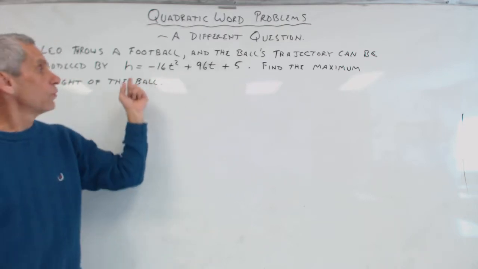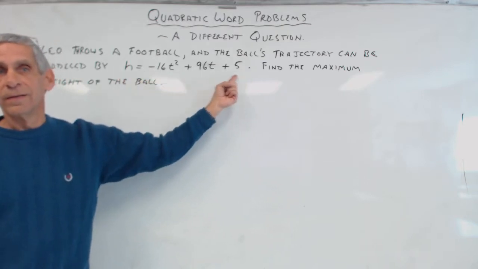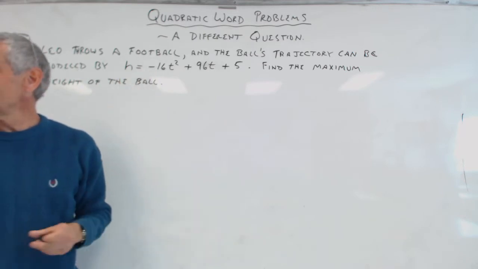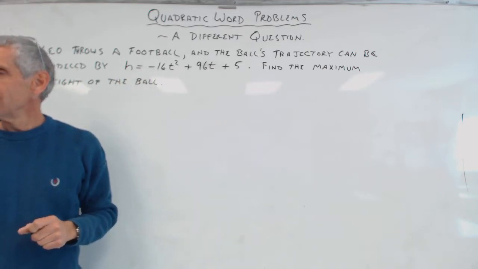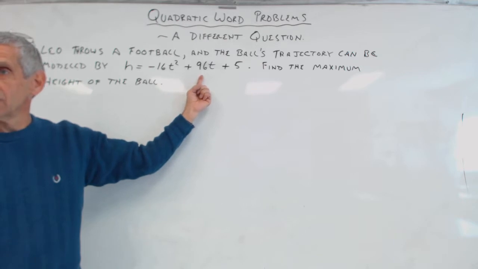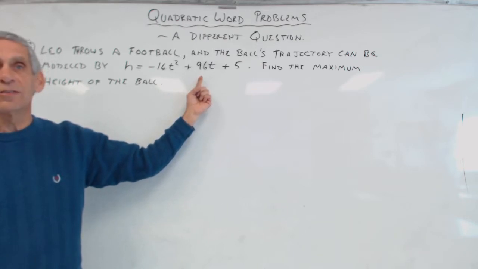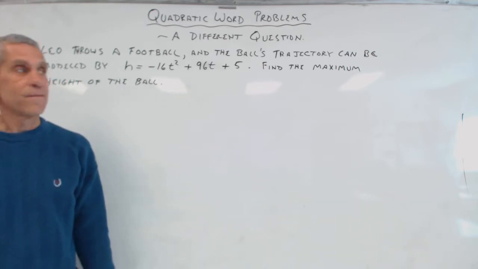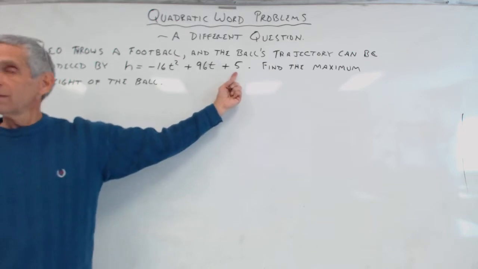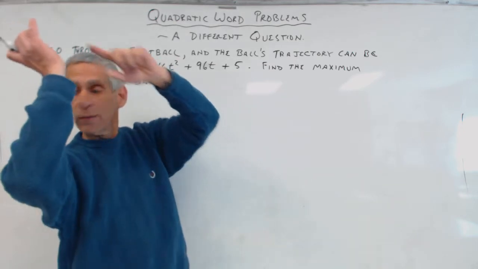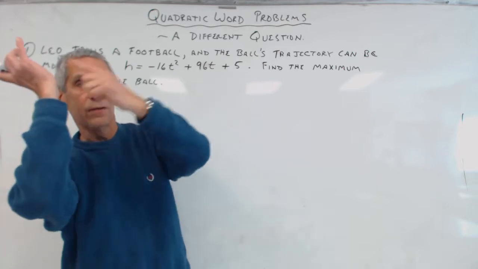What is the initial vertical velocity of this? 96? 96, yes. Exactly. What is the starting height? 5 feet, right? That makes sense, right? Leo threw the ball, and the ball was 5 feet above the ground.